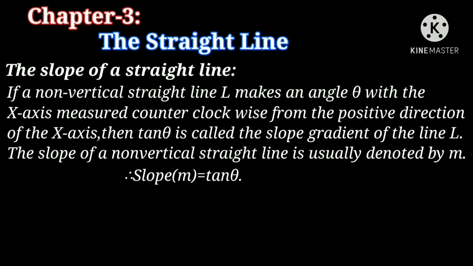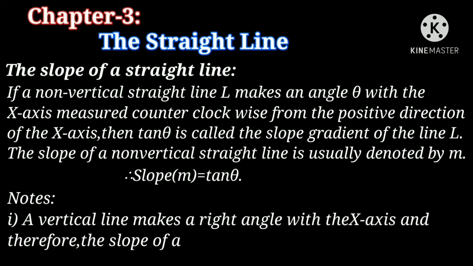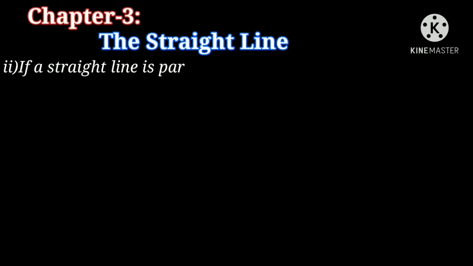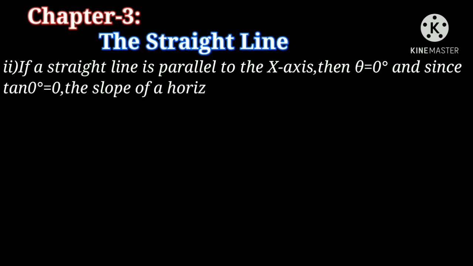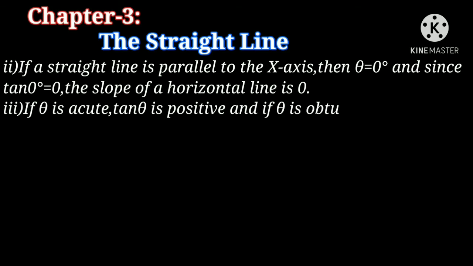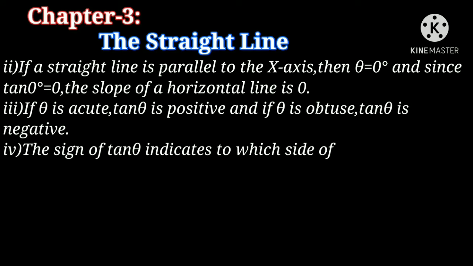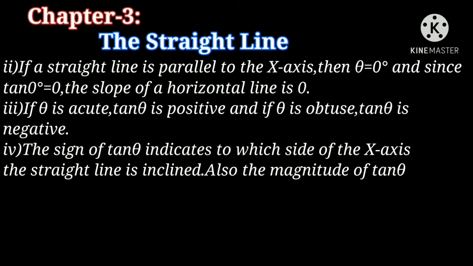Some important notes about the slope of a straight line. First, a vertical line makes a right angle with the x-axis and therefore the slope of a vertical line is not defined. Second, if a straight line is parallel to the x-axis, then theta equal to 0 degrees, and since tan 0 equal to 0, the slope of a horizontal line is 0.